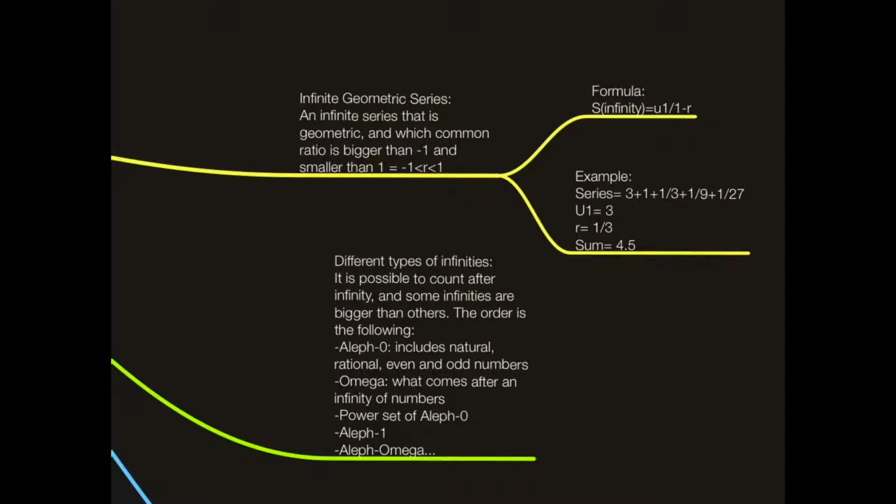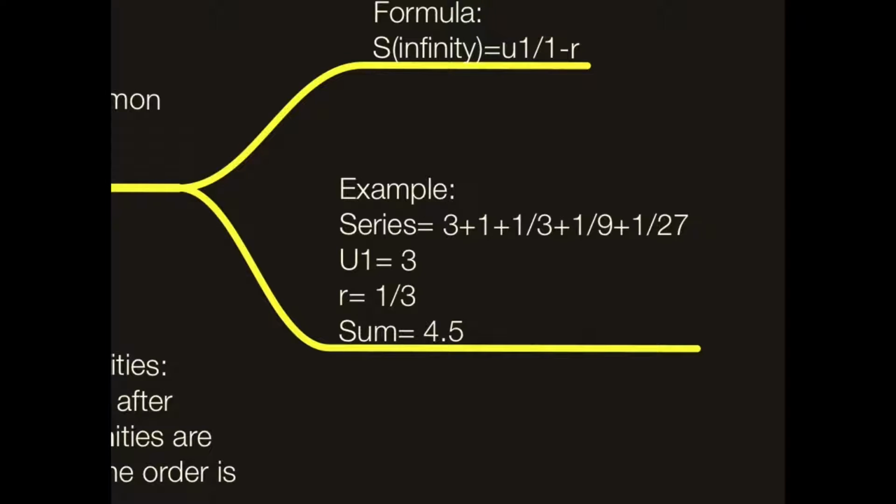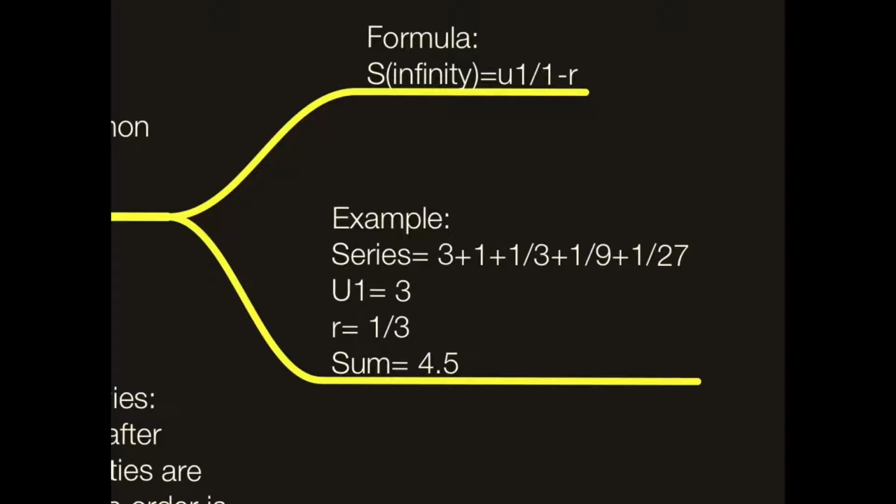An infinite geometric series is a series that is geometric, and whose common ratio is bigger than -1 and smaller than 1. The formula in this case is S infinity is equal to U1 over 1 minus R. An example of an infinite geometric series is the following: 3 plus 1 plus 1/3 plus 1 over 9 plus 1 over 27. U1 is equal to 3 and R, the ratio, is equal to 1/3. The sum of this infinite geometric series is 4.5. As you can see, R is smaller than 1.